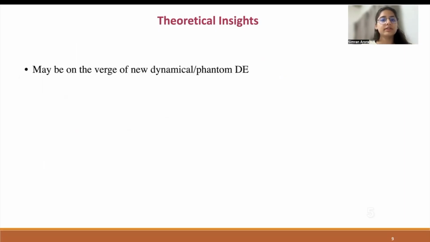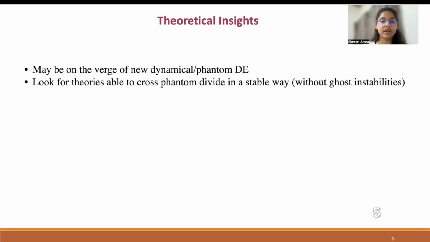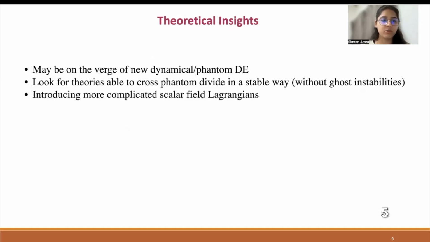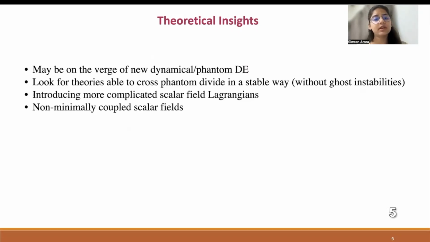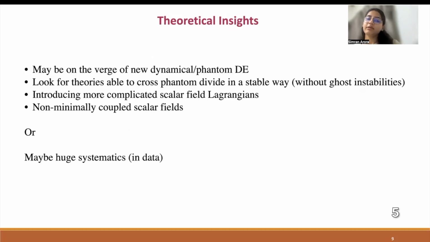Okay, so what are the theoretical insights we have so far? Maybe we need some new dynamical or phantom dark energy. So we need to look for theories which are able to cross the phantom divide, but in a stable way. That is, there should not be any instabilities in the model. Also, we can introduce some complicated scalar field Lagrangians, which can give new insights, or non-minimally coupled scalar fields. Or there may be some huge systematics in the data, in which case the tension is increasing, or we do not have any idea whether it would reduce or not. So we need to try certain theoretical or observational techniques to study the Hubble tension.